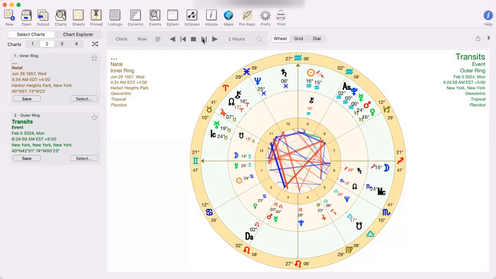So that was a quick little video on what's the difference between applying aspects, partile aspects, and separating aspects. I hope this was informative. You can do this with any planet. And just again, so you know what these terms mean if you ever see them come up in astrology, you can refer back to this video if you need to take notes or anything.